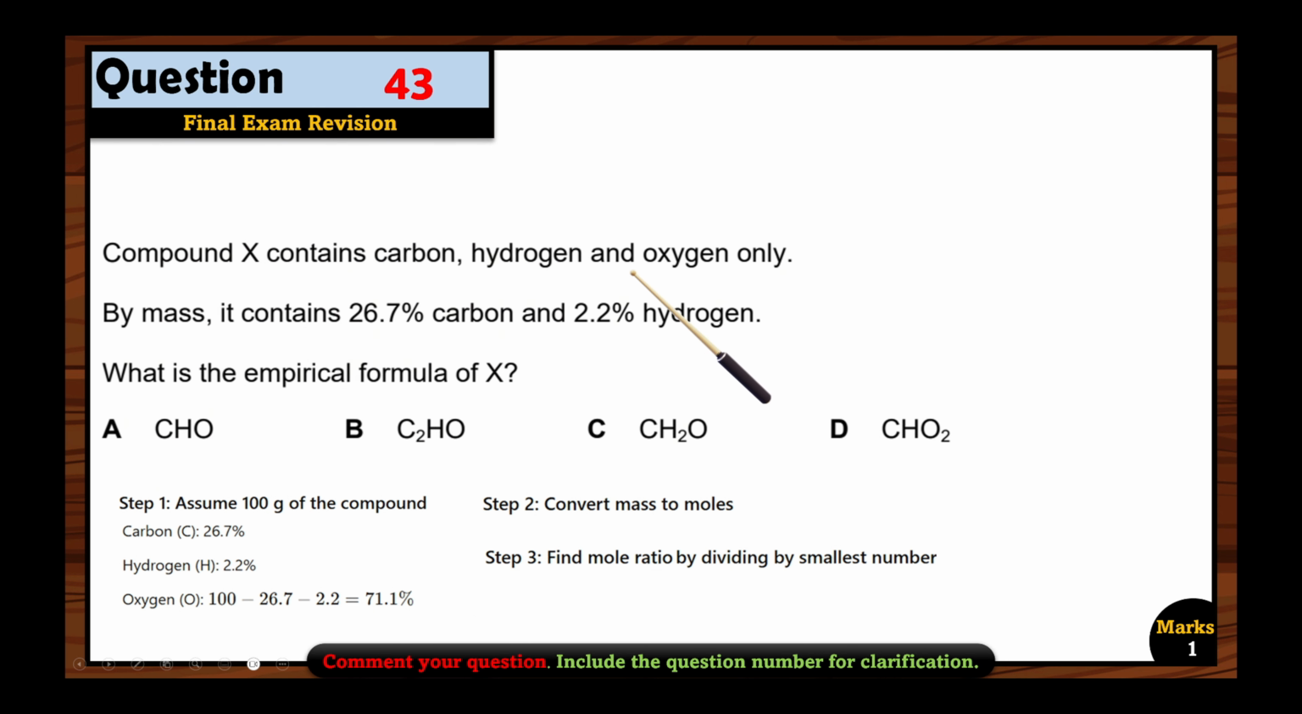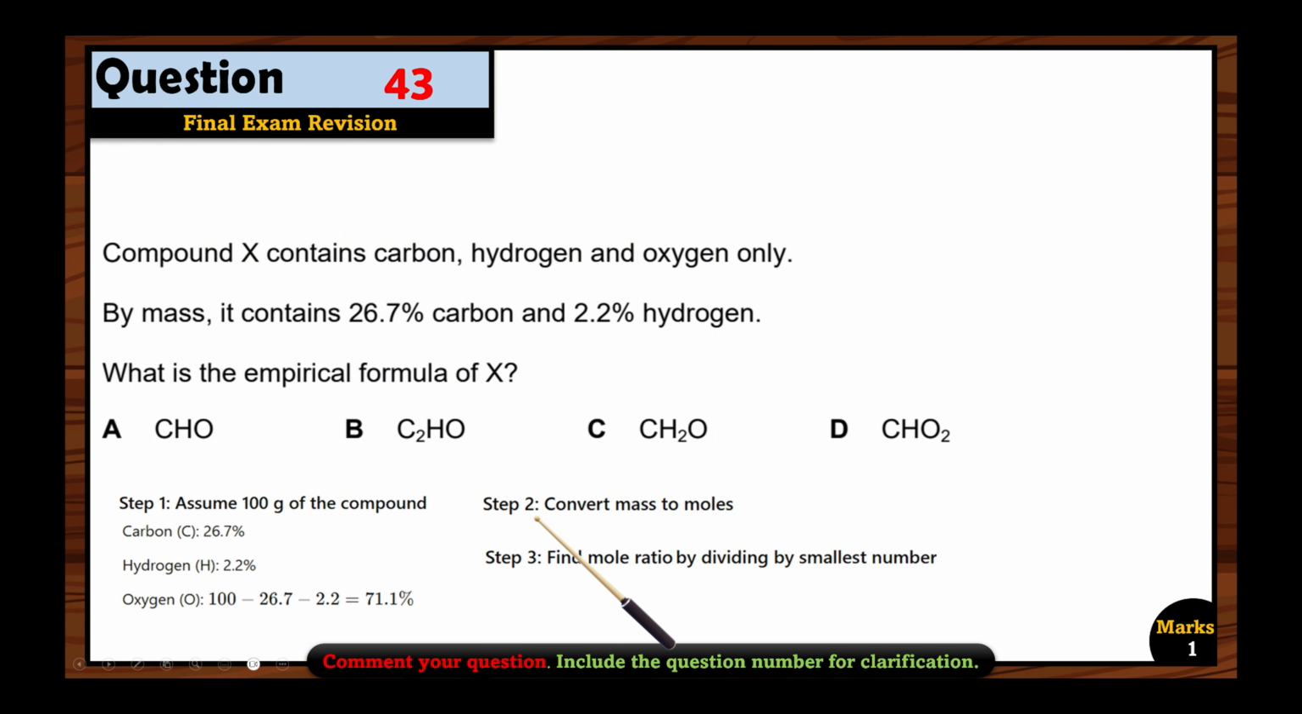Question 43. Compound X contains carbon, hydrogen, and oxygen only. By mass, it contains this much carbon, this much hydrogen, but they did not give you oxygen, right? And this is in percentage already. So for percentage the total is always 100, right? So you can just calculate the oxygen mass first, and oxygen mass will be 100 minus 26.7 minus 2.2. So how much will you get? 71.1.